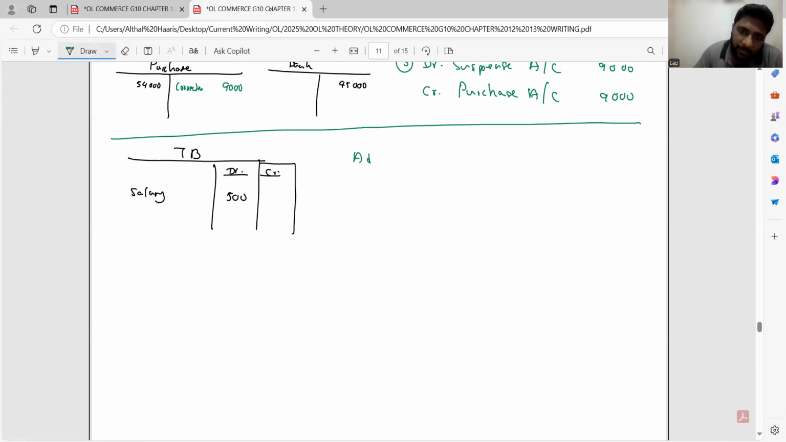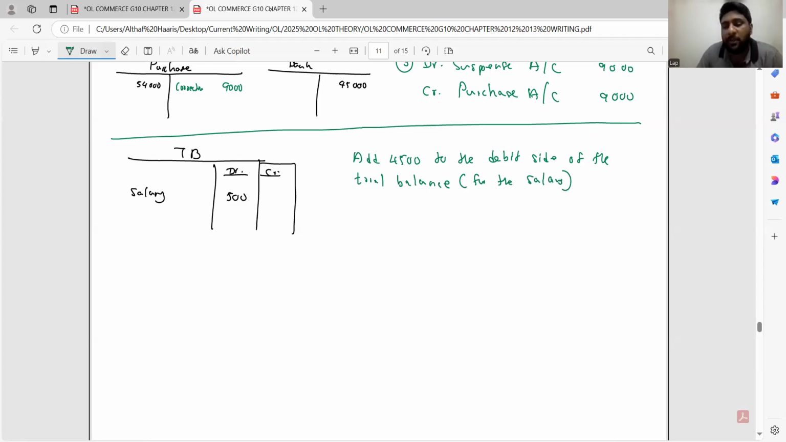Add 4,500 to the debit side of the trial balance for the salary. The credit entry will go to the suspense.